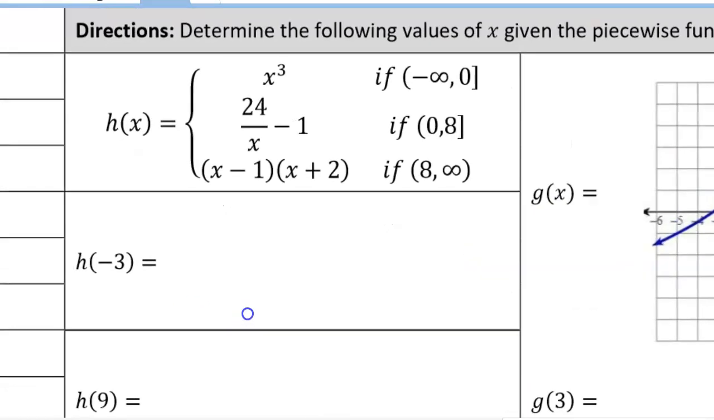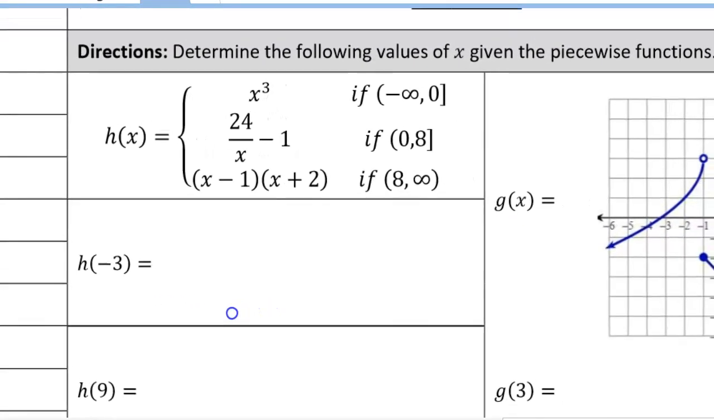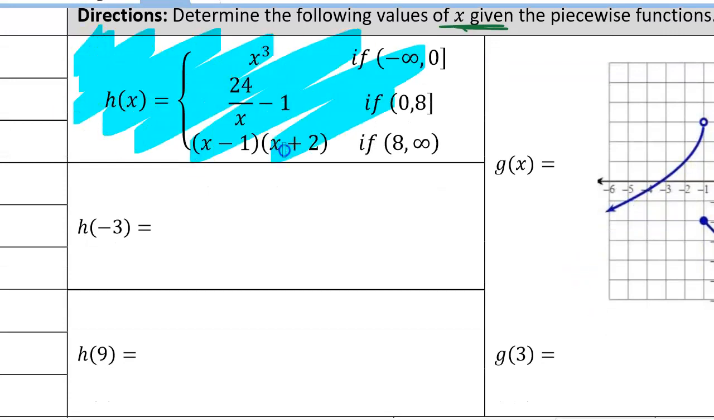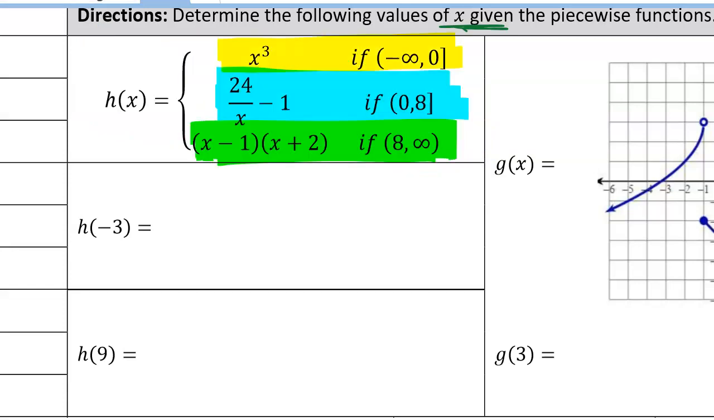Our first example is here. We're going to determine what the values are for certain x values in the piecewise function. So here is our piecewise function h of x. It's defined over 3 subintervals, and those subintervals are broken up by these specific domains: negative infinity to 0 with a hard bracket, 0 to 8, and 8 to infinity.